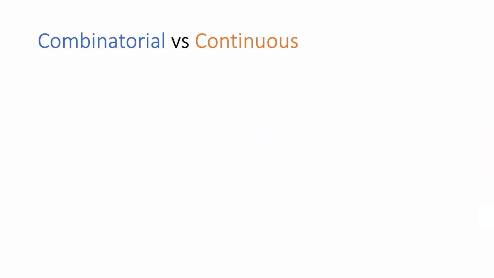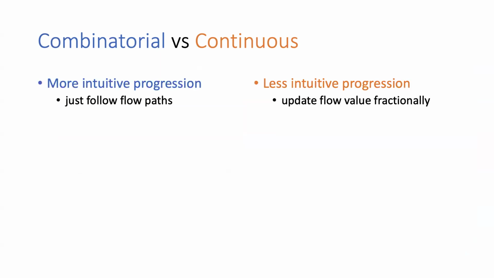So one may ask, why are we still studying combinatorial algorithms? There may be a few points one can make to favor combinatorial algorithms against continuous ones. For instance, you can argue that combinatorial algorithms make progress more intuitively. You just follow flow paths, send flow through them, and then take the residual graph and keep doing this. But for continuous optimization methods, such an intuition is sometimes less obvious because the IPM usually updates the flow in a fractional manner.